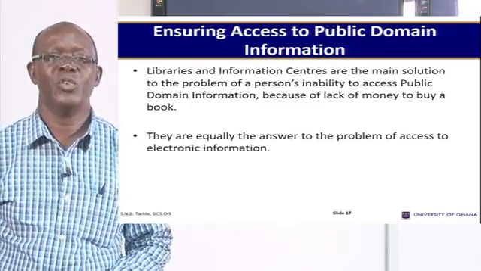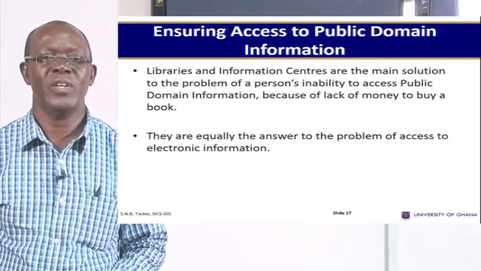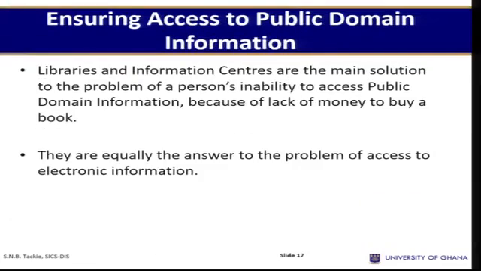Now, how do we ensure access to public domain information? Libraries and information centers, archives, museums, these are all public places where public domain information can be found. Okay, and so if an individual doesn't have the money to acquire a particular type of information or a book, he can go into a library and have access to that document in order to be able to use it.